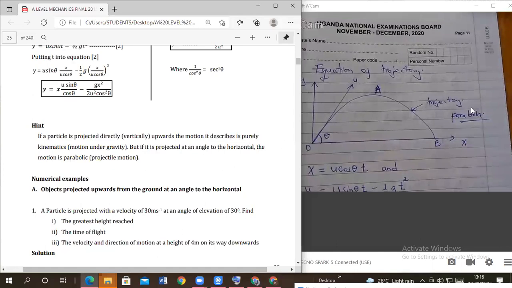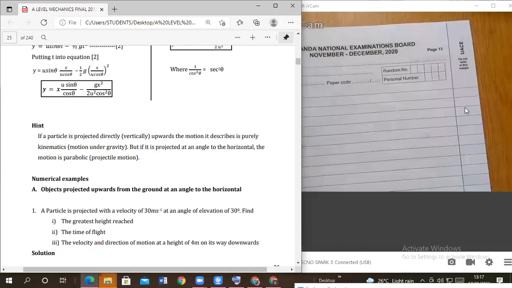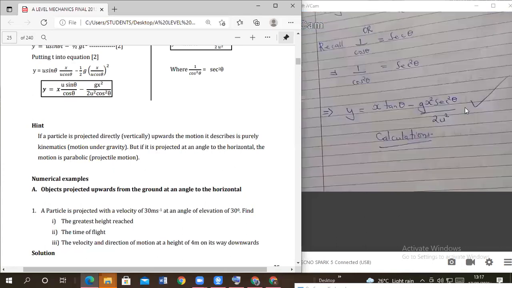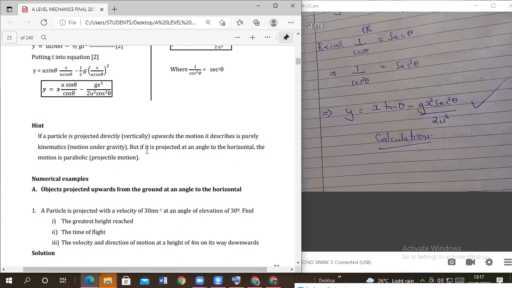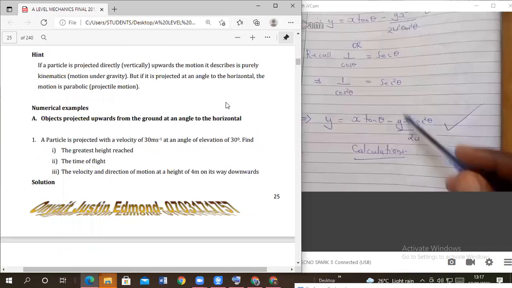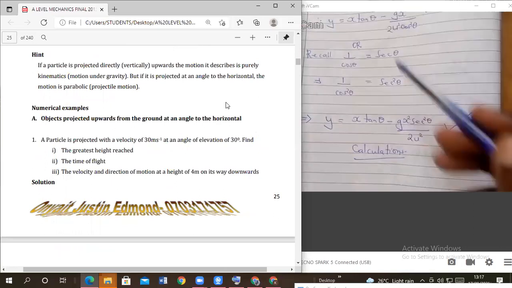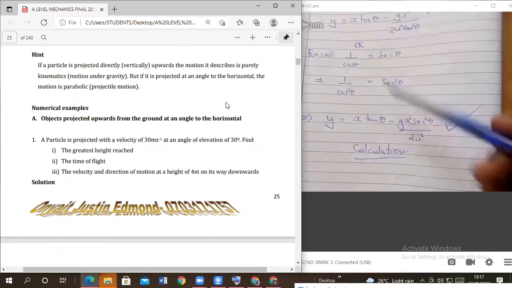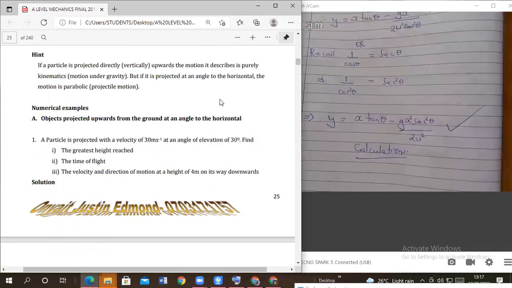Sometimes that's how they trick you. They may say, show that the path followed by a projectile is parabolic in nature. That's how they may set the question. Show that a body projected at an angle theta to the horizontal describes a parabolic path, or a parabola. Which means they are telling you to derive the equation of trajectory. Are you together, members?